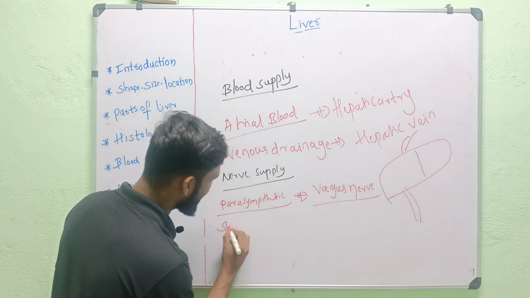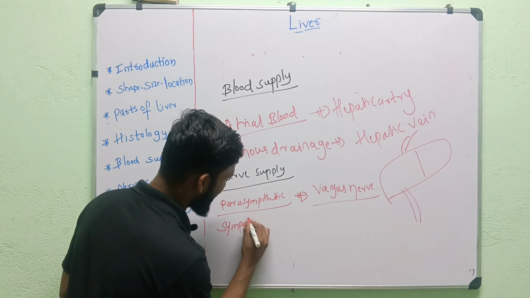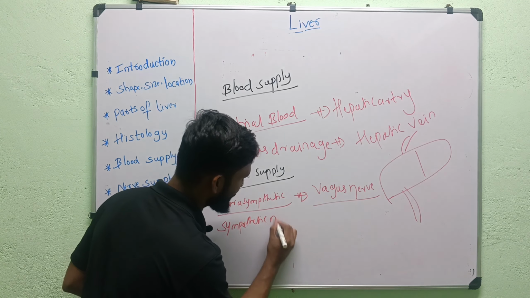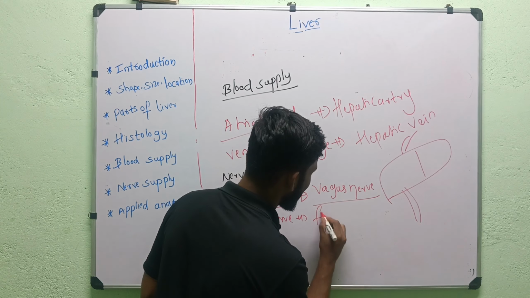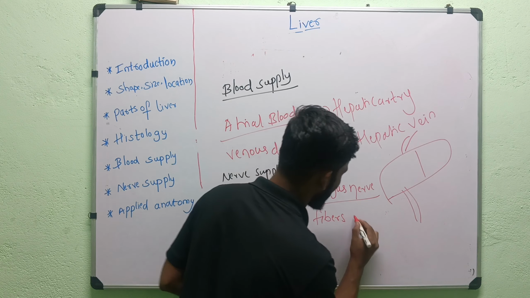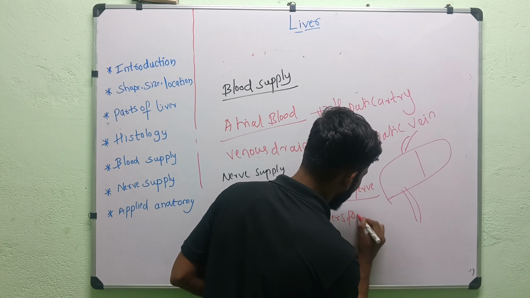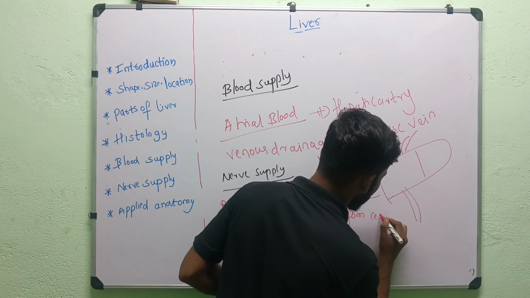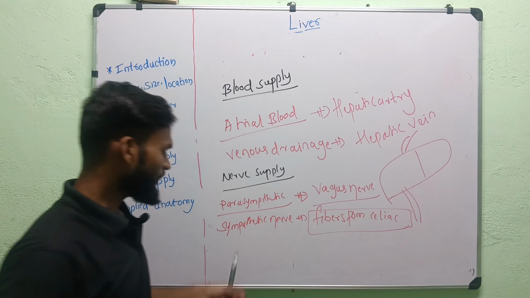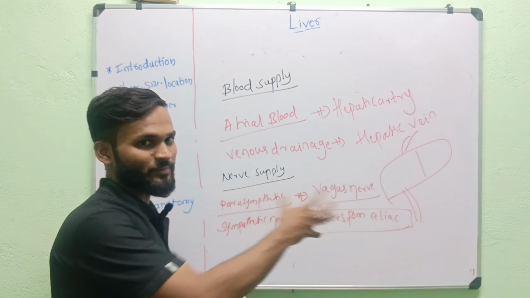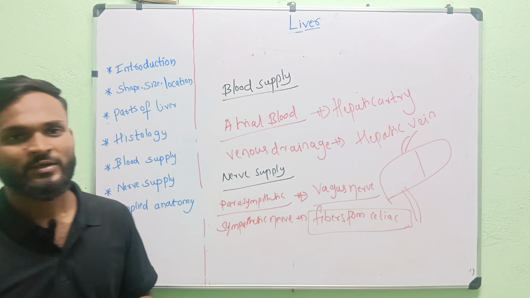And the sympathetic nerve supply is done by fibers from your celiac, fibers which are going to originate from the celiac. They are going to slow down your secretion of bile, and also slow down the digestion of your fats.